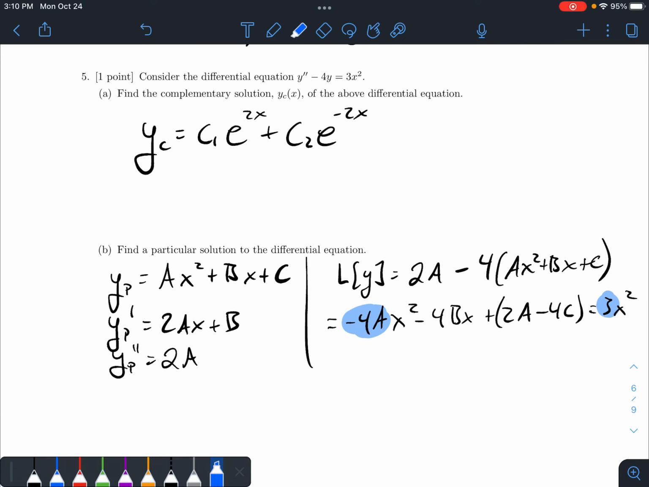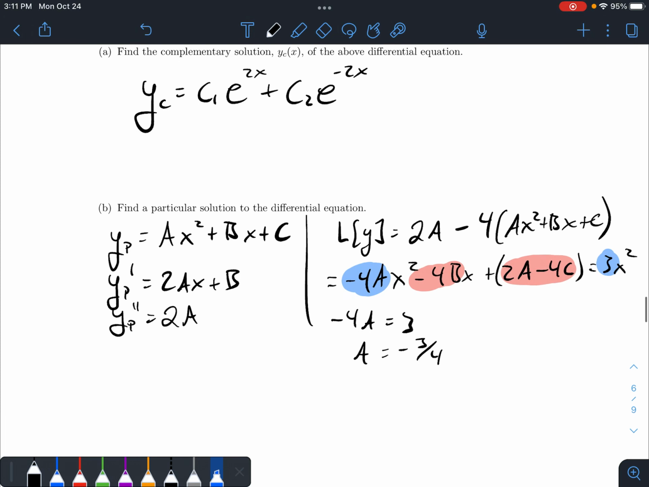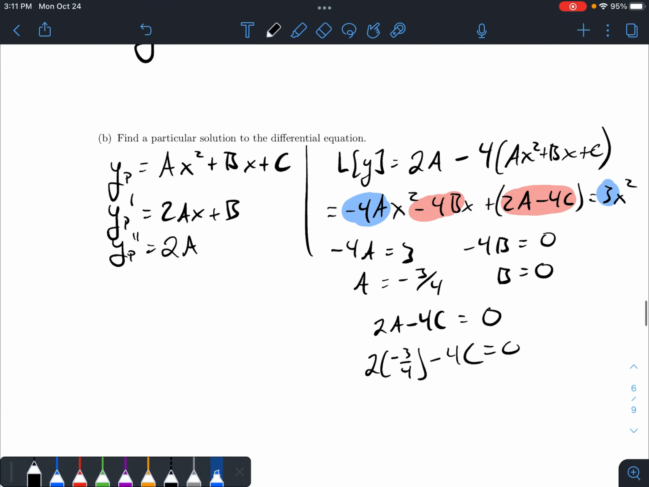So this has to equal 3, and this and this have to equal 0. So negative 4a is equal to 3. A is equal to negative 3/4. Negative 4b is equal to 0, so b has to equal 0. And then 2a minus 4c is equal to 0, so 2 times a, which is negative 3/4, minus 4c equals 0.